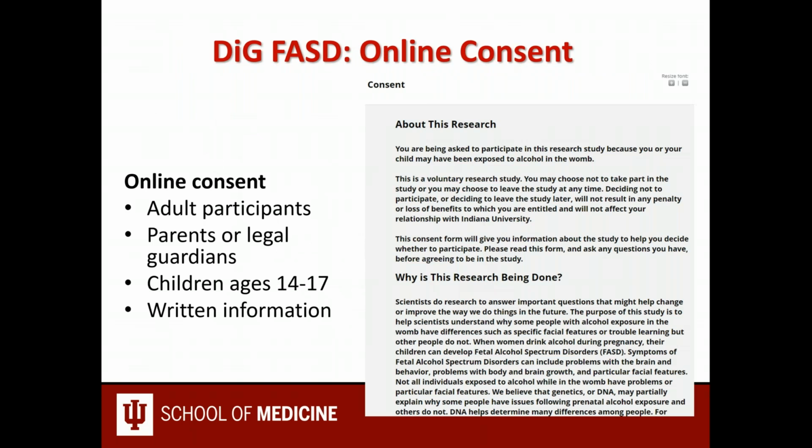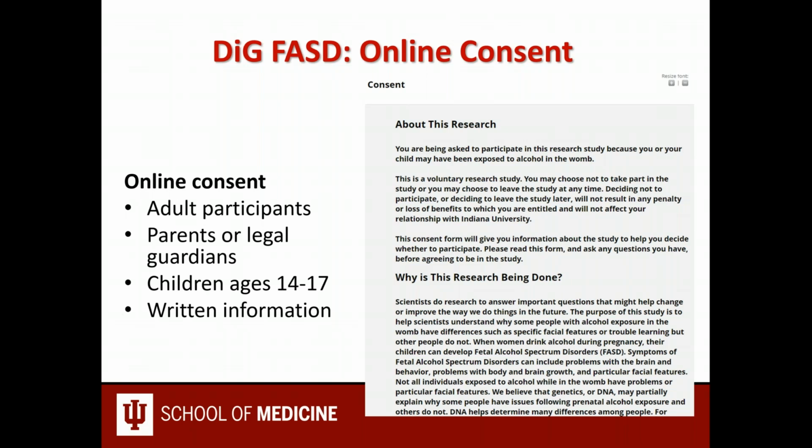So I mentioned this word online consent and an informed consent. So let me explain to you what that means. We do this again all on a computer, so you need to have access to the internet. And so if the individual is an adult, someone over the age of 18, or someone between even the ages of 14 and 17, you're going to use what's called our online consent.